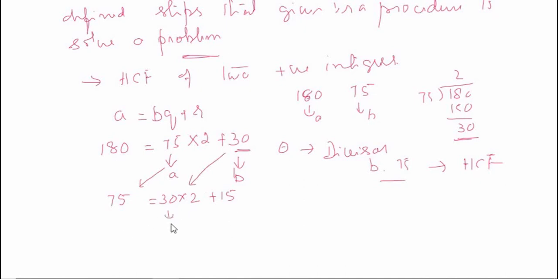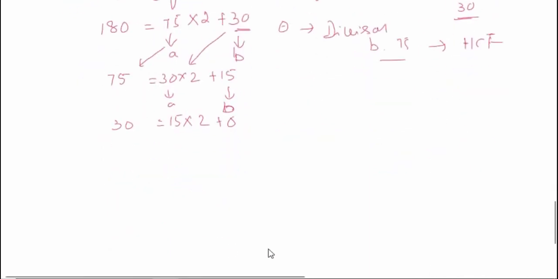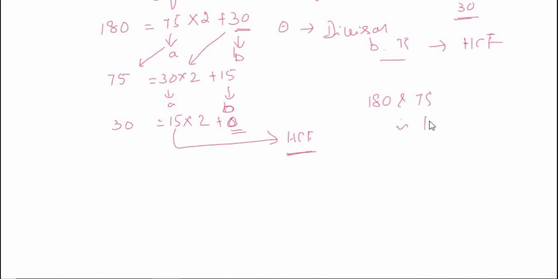So this becomes A, this becomes B. So now 30 equals 15 into 2 plus 0. So in this case, the remainder became 0. So here the divisor, or B, is 15. So this is the HCF. So the HCF of 180 and 75 is 15.